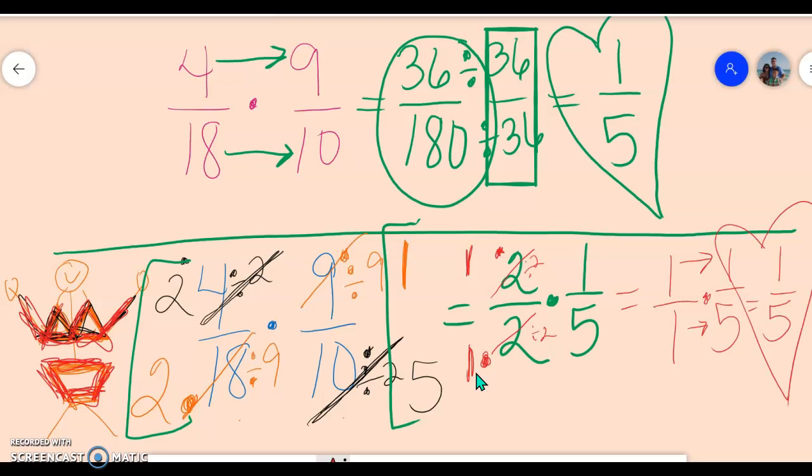Wait a minute. Is that the same 1/5 that we got at the top? You betcha. It is. And guys, the biggest number I used was an 18 in the beginning. Okay? And all the numbers were easier and they were smaller. I never had to get up to 180. I never had to get to 36. I just used numbers like 2 and 5. And I got the same answer as 1/5. So let's practice. Let's dive in and let's do some cross-canceling, some cross-simplifying.